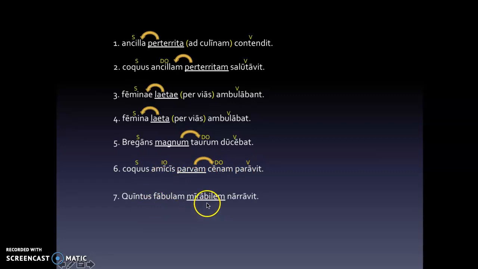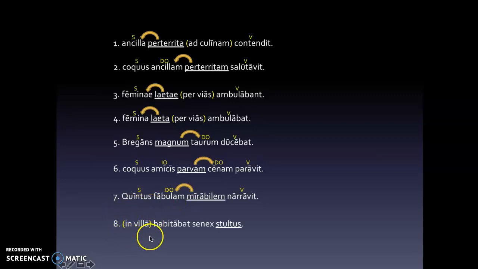All right, now it's going to get a little bit tougher. Mirabilem. This is accusative singular. It's em. There are no other ems in the sentence. However, because we know that this is accusative singular, we know that it goes with fabulam, which is also accusative singular. Now we have a nominative subject, an accusative direct object, and a verb. Quintus told a marvelous story.